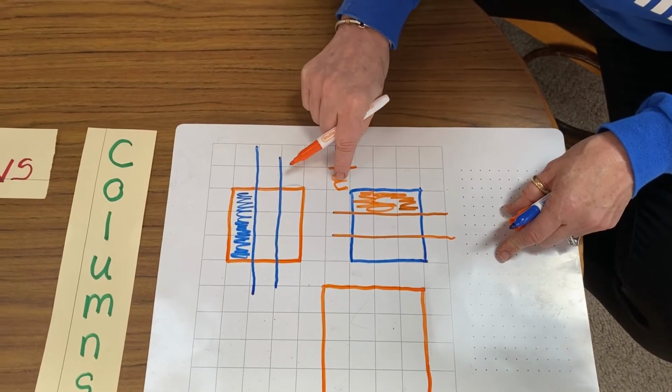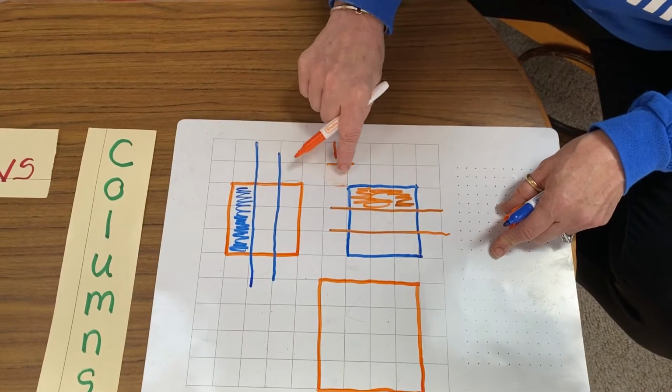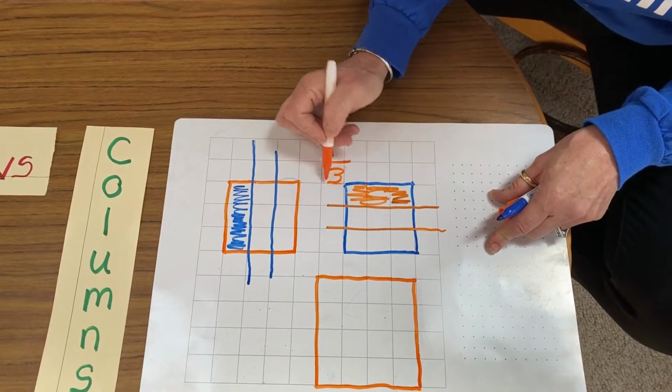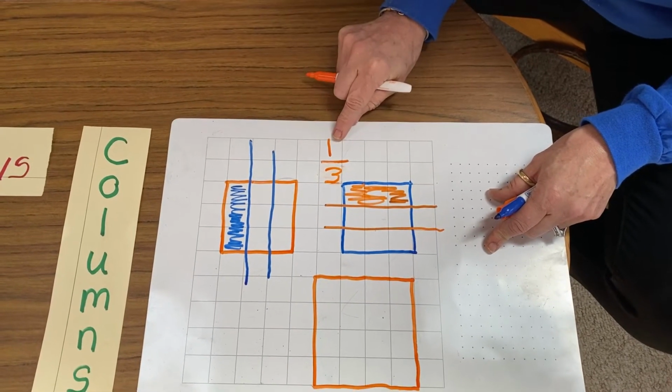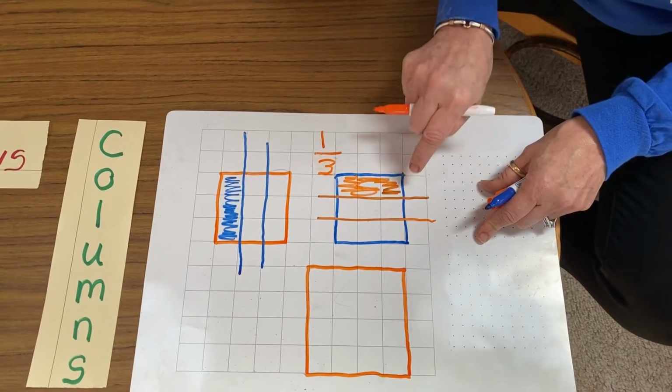Did I do that pretty good? Nope, I did it upside down. Guys, help me. Hold on. 1 of the 3, right? That'd be 1 of the 3 equal parts.